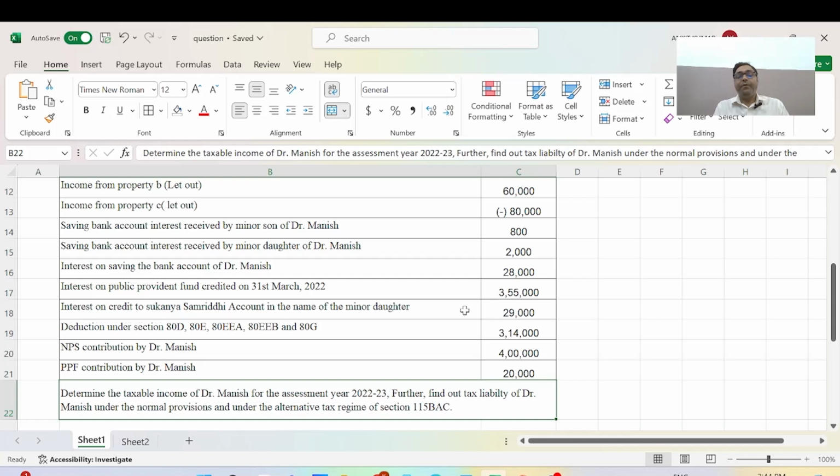under the normal provision and under the alternative tax regime of Section 115BAC. Now we will calculate Dr. Manish's income tax and tax liability under the old normal provisions and under the alternative tax regime. This question will be divided into two parts: one is the old regime, the normal provision, and the other is the new tax regime as per Section 115BAC. We will discuss it now and start the solution.